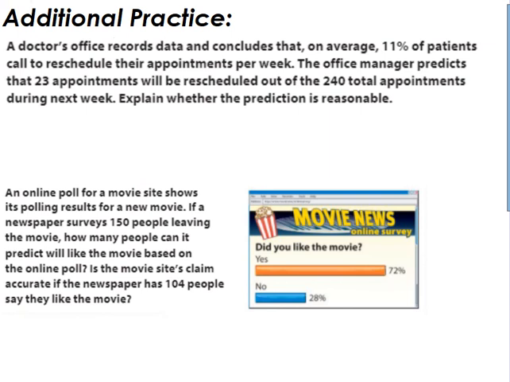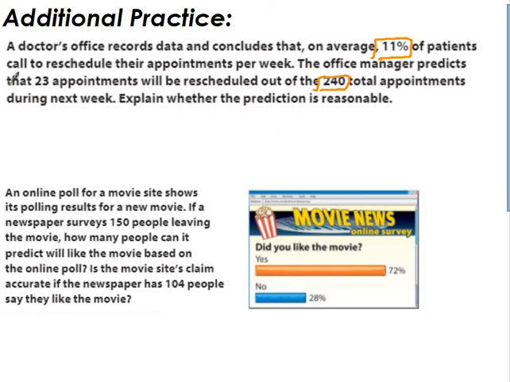A doctor's office records data and concludes that on average 11% of patients call to reschedule their appointments per week. Let's see, there's a total of 240 appointments. The office manager predicts that 23 appointments will be rescheduled out of 240 total appointments during the next week. Explain whether the prediction is reasonable.